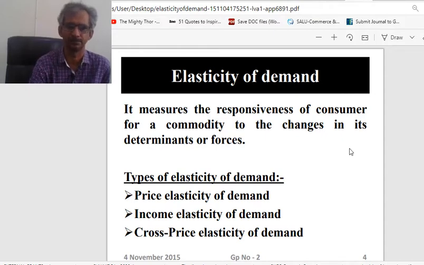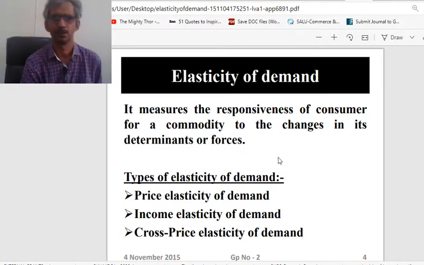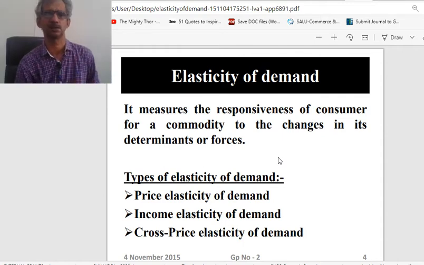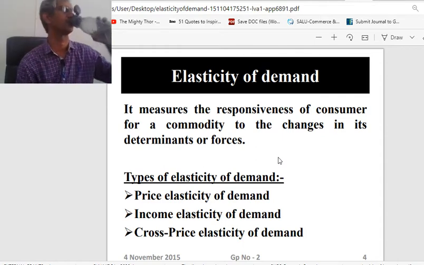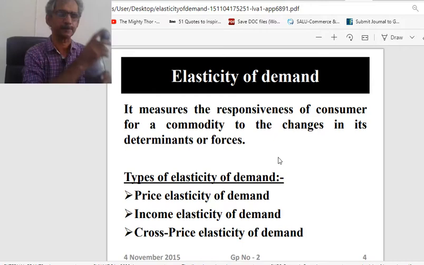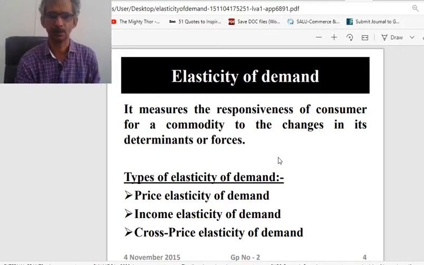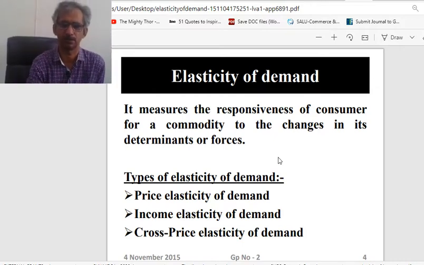Elasticity of demand measures the responsiveness of the consumer for a commodity to the changes in its determinants or forces. It checks the determinants of the elasticity, that is, what are the factors creating or causing the elasticity.